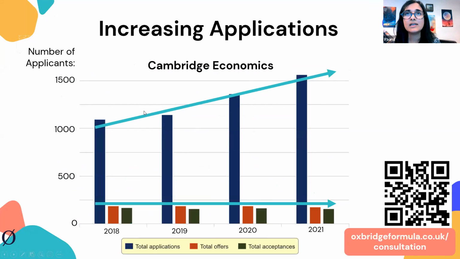Okay, so let's look at the trends over the last few years. So this data is looking at the 2018 to 2021 years, and we can see that the number of applicants for Cambridge Economics has increased year upon year upon year. I would say, basically a 50% increase over those 4 years. And interestingly, the number of spaces, or the number of students interviewed, and the number of offers given out, and the number of people making those offers has pretty much remained constant. So the course is getting more and more competitive every year.